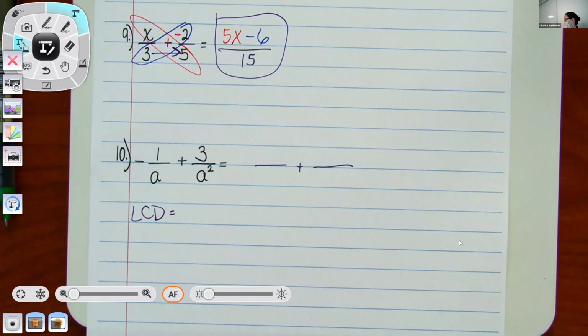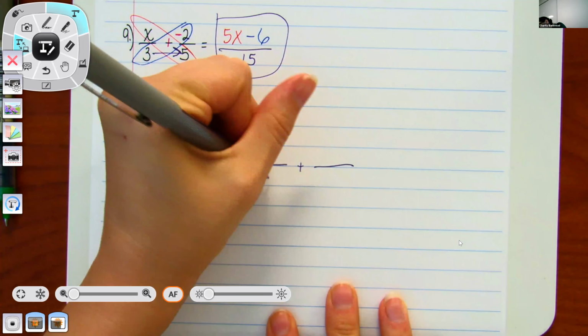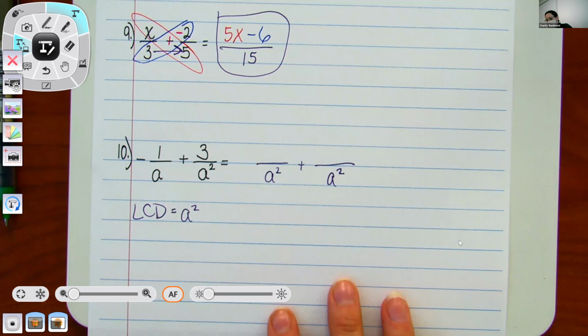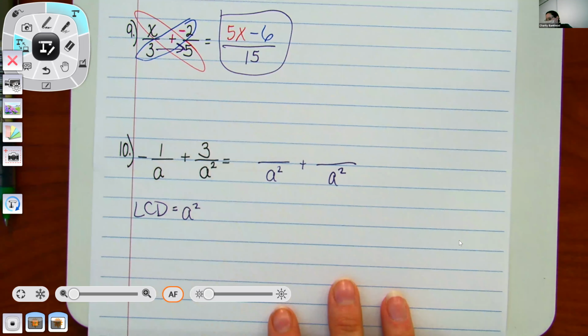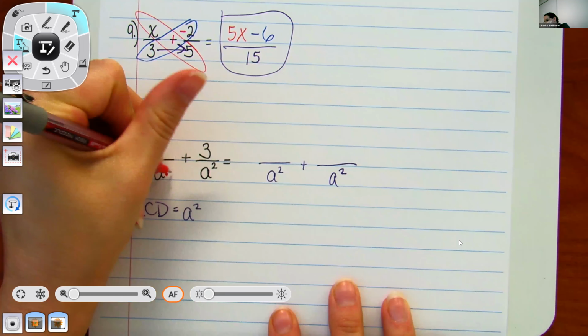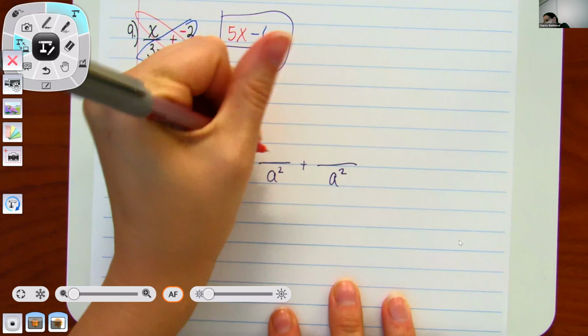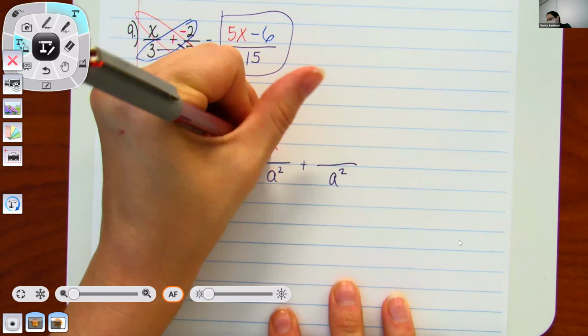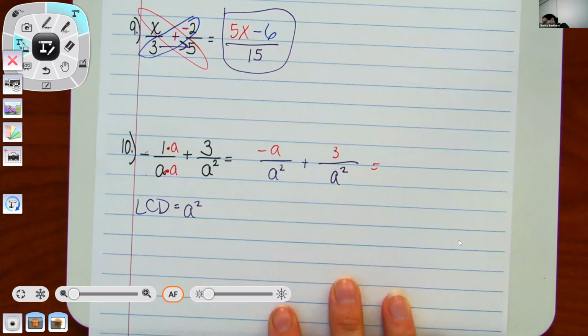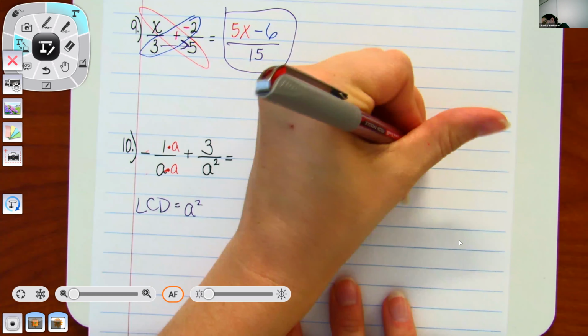So in this case, the LCD is A squared. So what do we need to multiply with A to equal A squared? A times A is A squared. And then this one, we don't have to multiply anything. It's already there. So my final answer is going to be negative A plus 3 all over A squared.